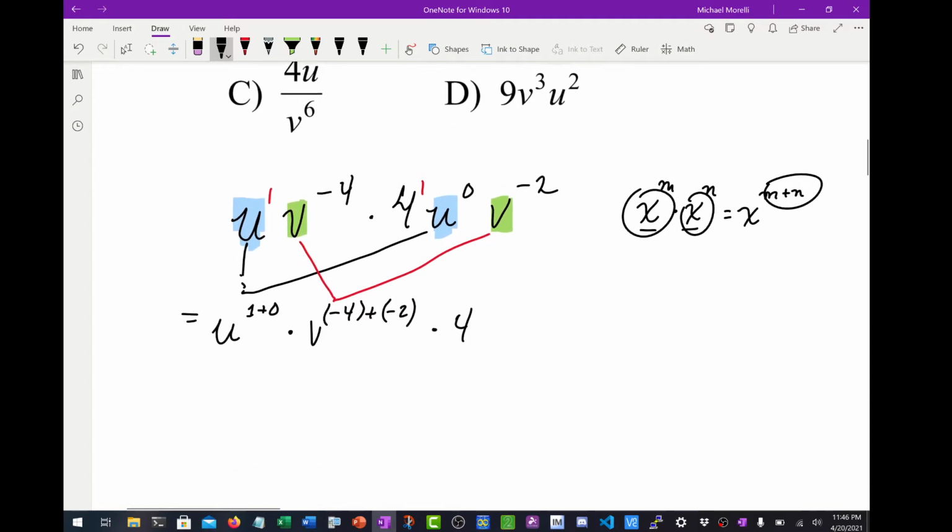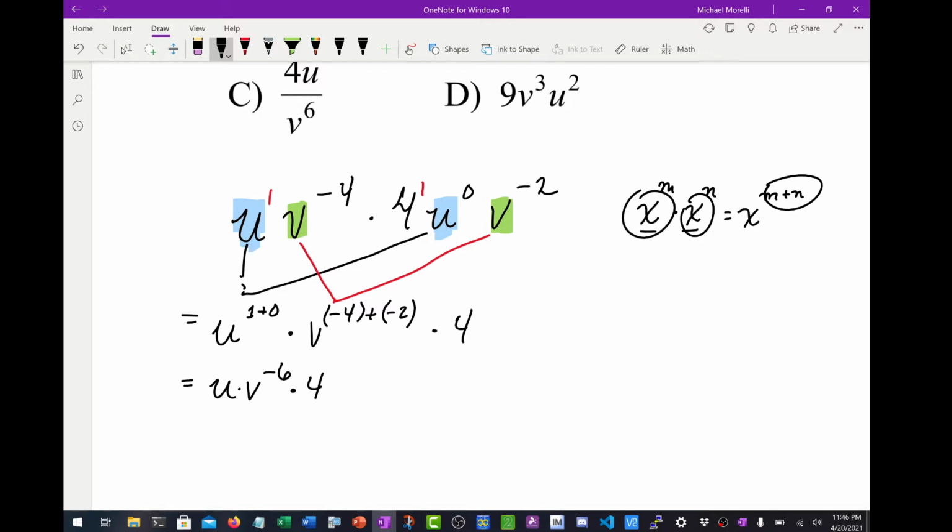All right, so now we're going to work with this. So we see we have u. Now, when we do 1 plus 0, that's 1, but we don't write the 1. Like, you could write the 1, and that's not mathematically incorrect, but it's just not done. It's understood that there's an exponent of 1 when there is no exponent written. So we'll go ahead and just write u, and then we'll write v. Now, it's understood that there's multiplication occurring between these two. It's often not written. And now negative 4 plus negative 2 is actually negative 6. And then we multiply the 4 in at the end. Okay? But we're not done yet.